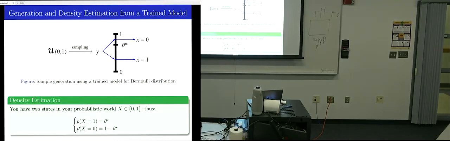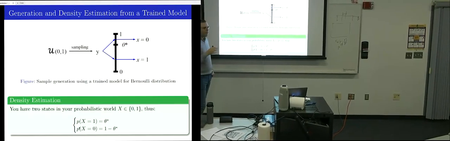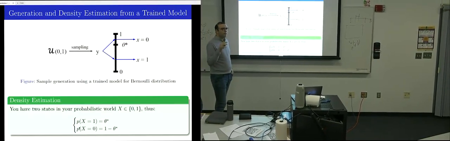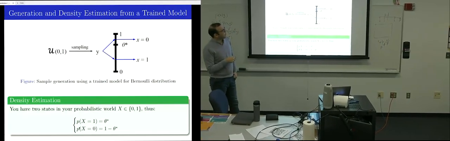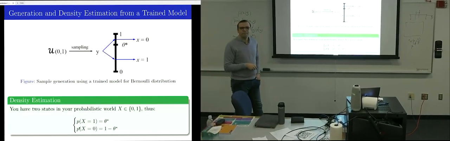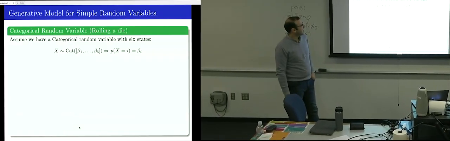And the other task is density estimation. The density estimation is very simple, because theta star itself is the probability of being 1, and 1 minus theta star is the probability of being 0. So I can do both of the tasks, both generation and density estimation, with a very simple example.